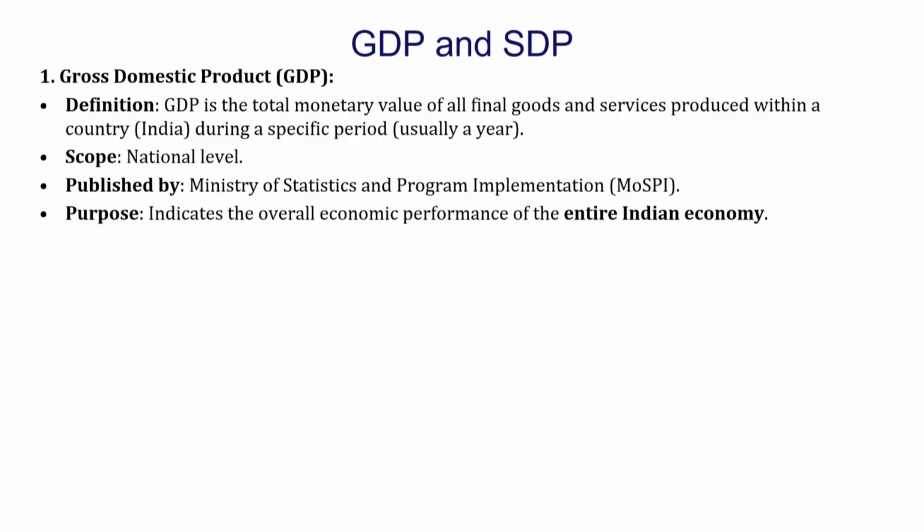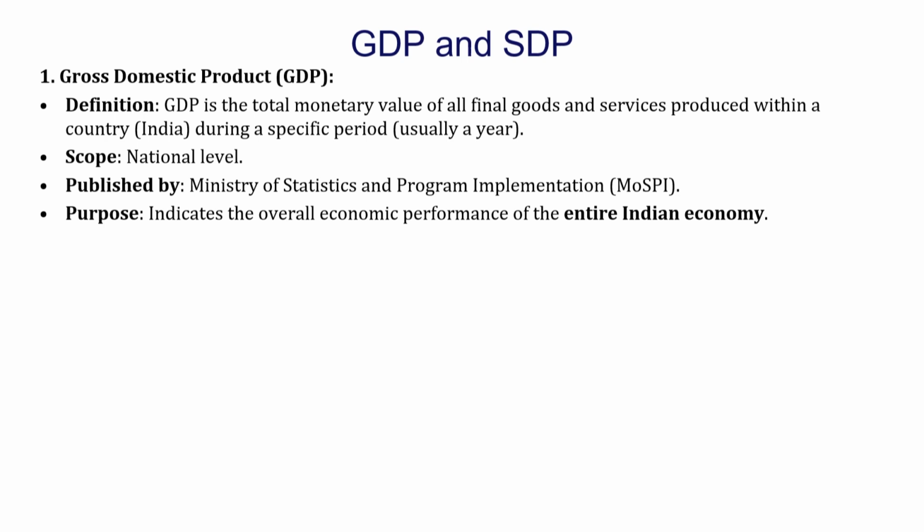So now let's move to another concept. You might have heard this in a couple of instances. This is called GDP and SDP. The GDP, which we already defined, let me repeat: GDP is the total monetary value of all final goods and services produced within a country during a specific period of time, usually a year.